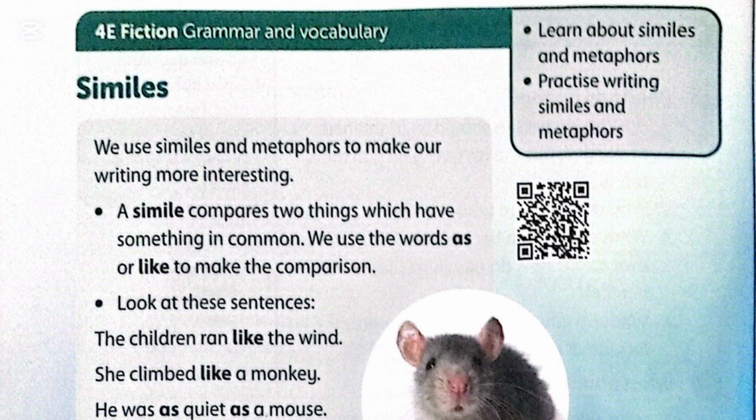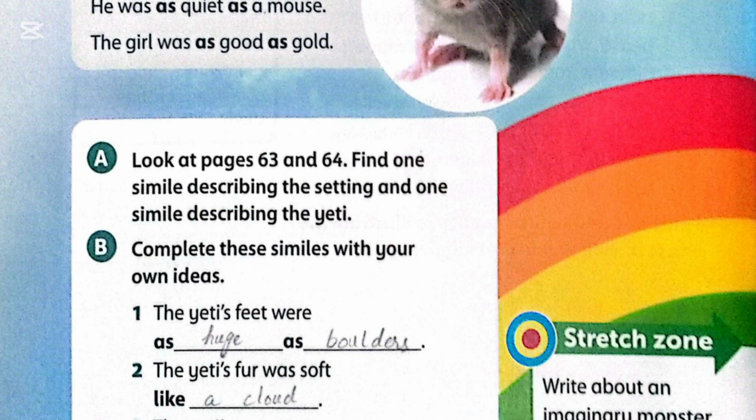The third example is he was as quiet as a mouse. It means that he wasn't making any noise at all. He was very quiet, just like a little mouse that barely makes a sound. And the fourth example is the girl was as good as gold. It means that the girl was very well behaved, kind and polite. She followed the rules and made everyone proud. Gold is also precious and valuable. Saying someone is as good as gold means they are special and wonderful in how they act.